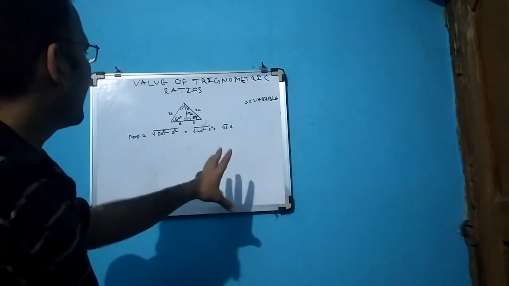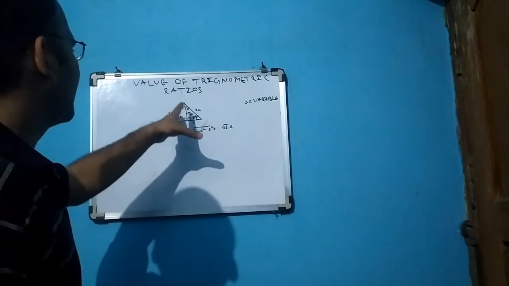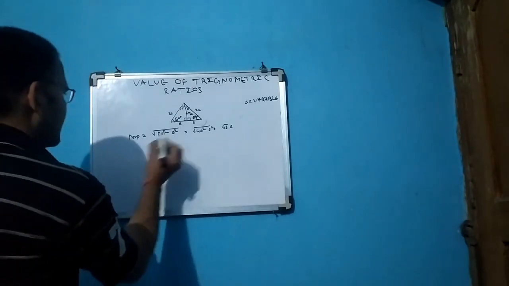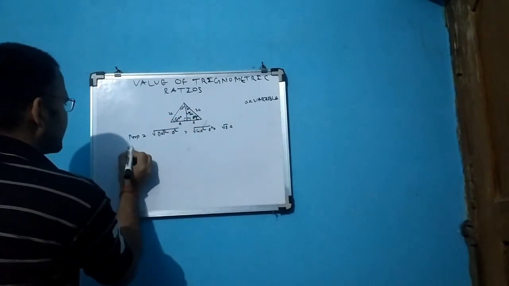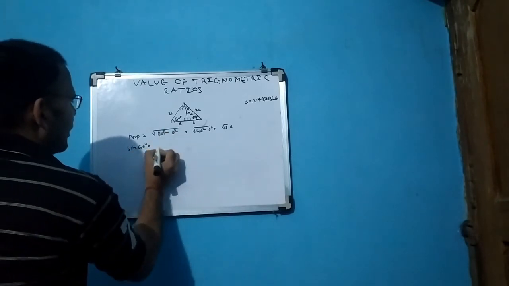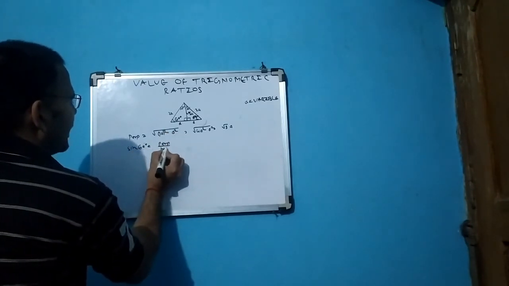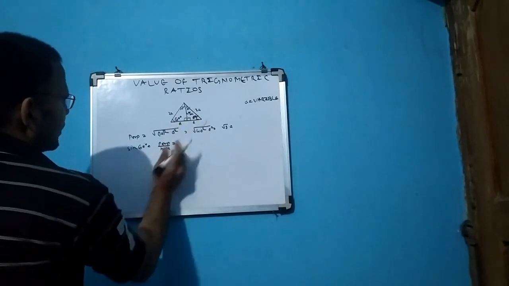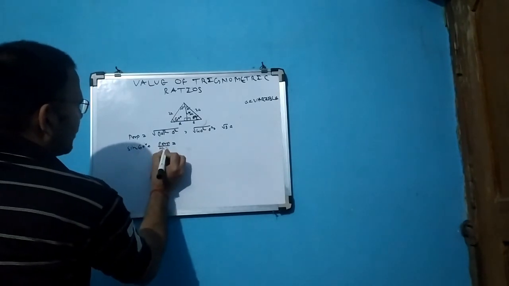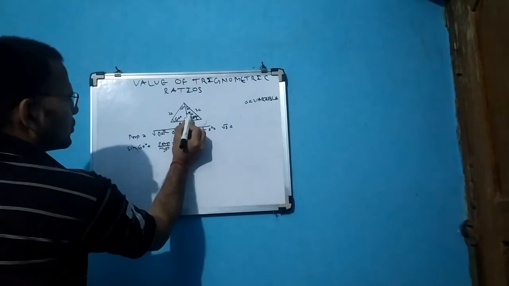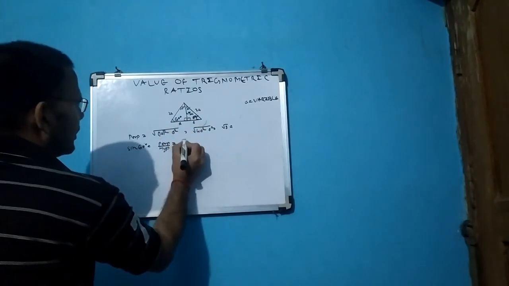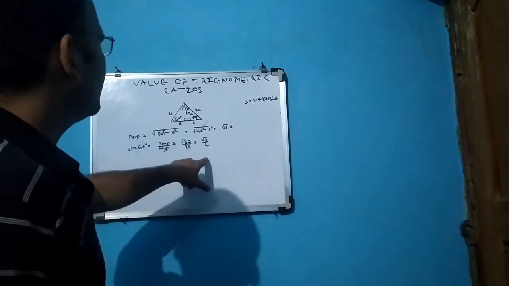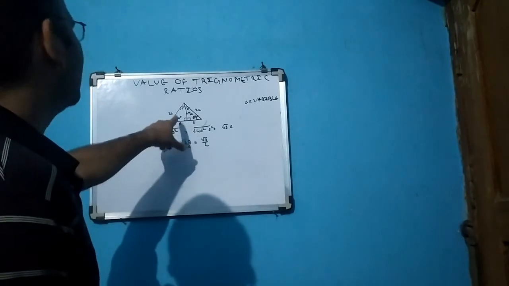Now if I ask you to define sine 60 degrees, you can take this right triangle as a reference. Sine 60 degrees would be perpendicular divided by hypotenuse. So perpendicular here is square root of 3 a and hypotenuse is 2a. So square root of 3 a divided by 2a would be square root of 3 by 2. This is the trigonometric ratio of sine 60 degrees.